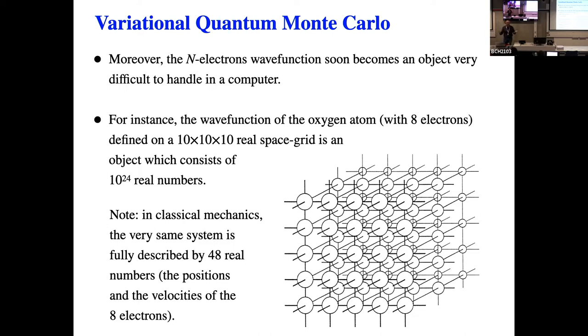Each of the methods that exist to solve this problem has its own drawbacks, and in quantum Monte Carlo, one of the drawbacks is the size of the representation and the quality of the wave function that you use to represent the actual wave function.